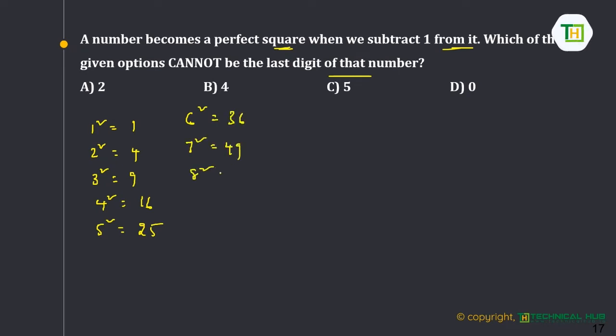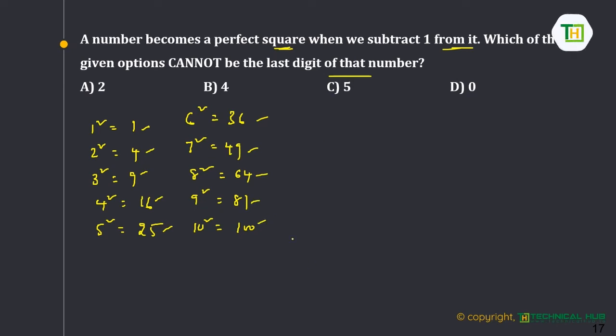So 8 square is nothing but 64. So 9 square is nothing but 81. And 10 square is nothing but 100. It means the unit digit ends with 4, 9, 6, 5, 6, 9, 4, 1, 0. So definitely there is a chance that these numbers are perfect squares.